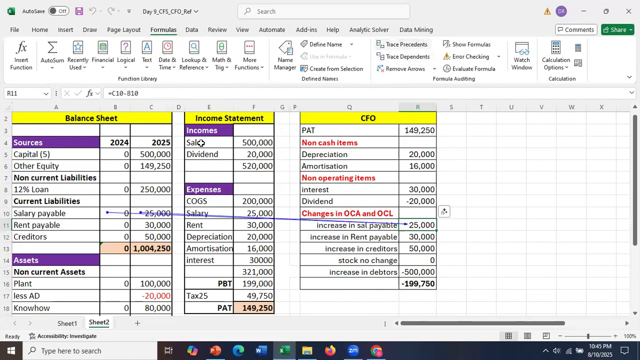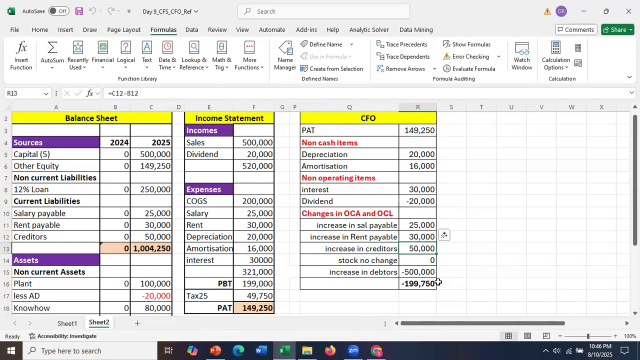Increase in salary payable, observe that. Salary payable was 0. Salary payable at the end of the year is 25,000. This salary of 25,000 is in the income statement. That means during the period, salary has not been paid. Increase in payable is a reflection of an expense not paid, but deducted because of the accrual principle. Therefore, the adjustment is we are going to add it back. Similarly, increase in rent payable.